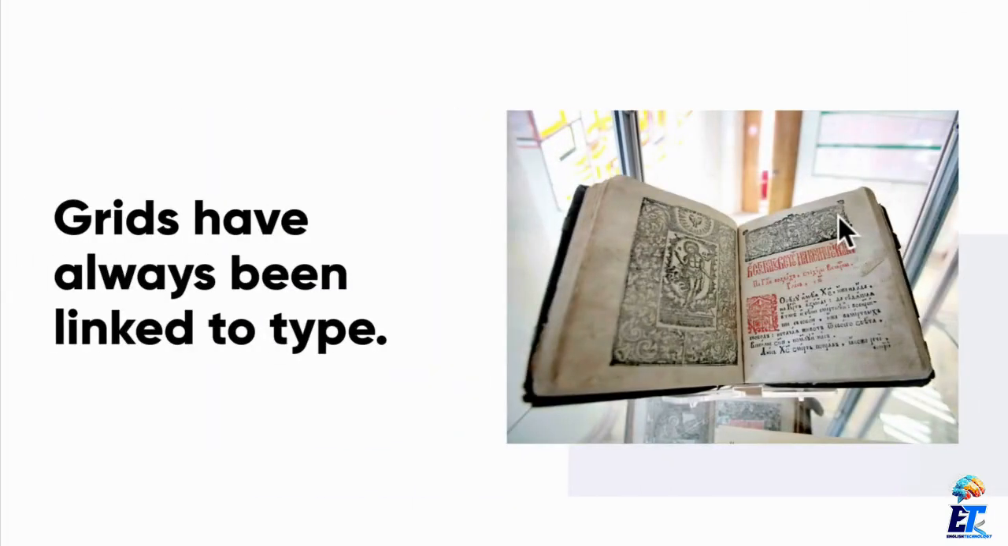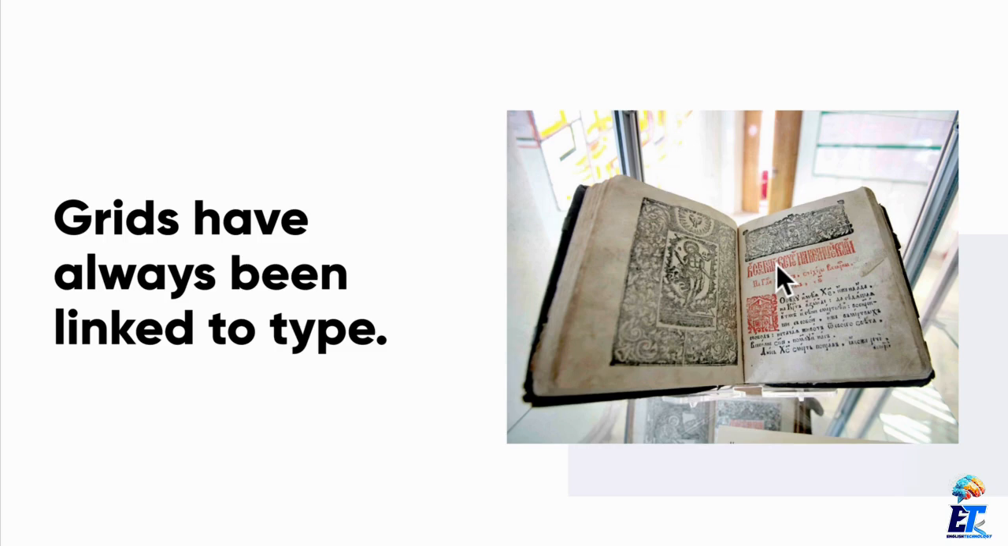Grids have always been linked to typography. Over here, they were first used to arrange handwriting on paper, and then later on were transformed into the manuscript layout. You can see this over here. And we're going to get into what the manuscript layout looks like and what it comprises of. Since the early days, grids were used to help aid readers in reading.